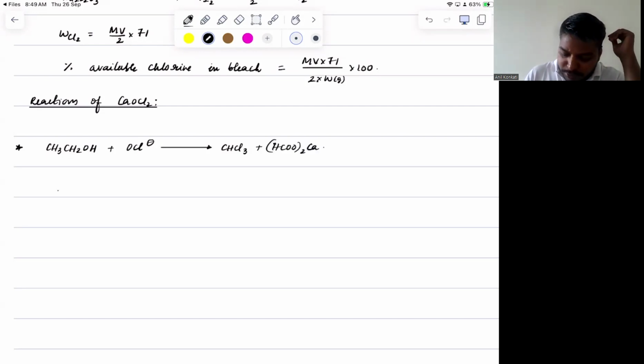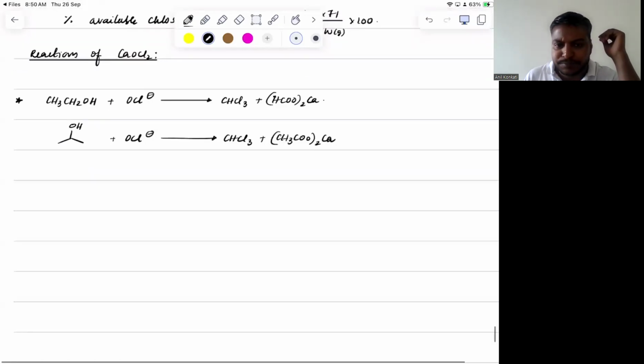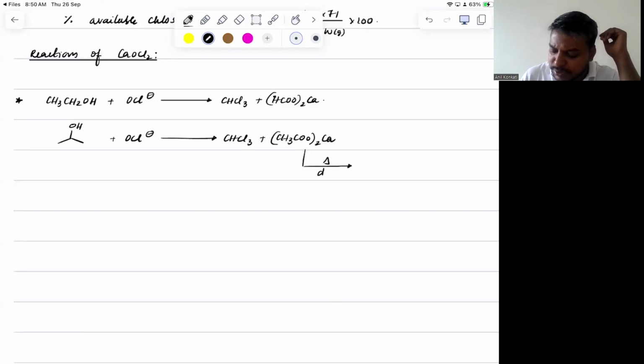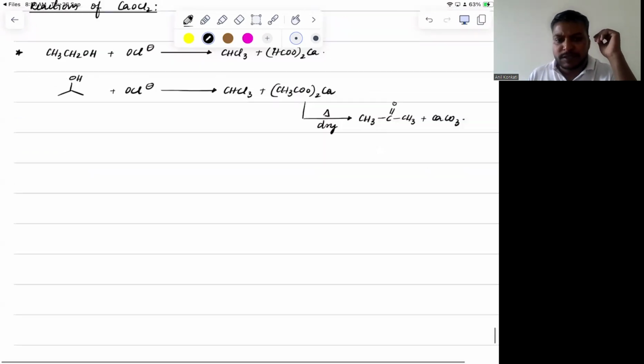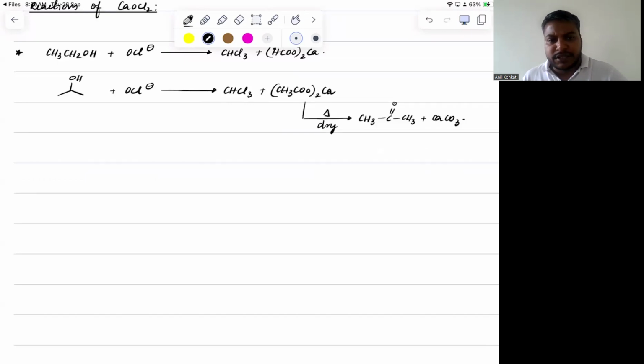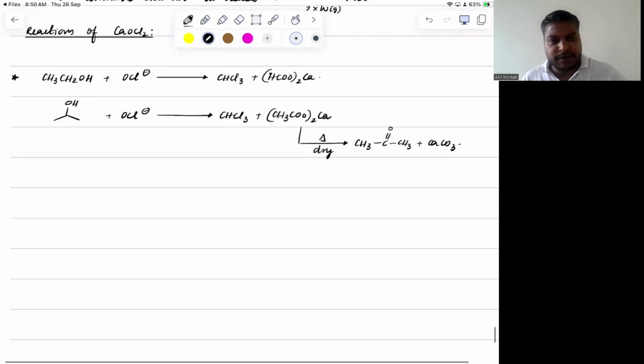Okay. The product can also be formed even if you have this kind of alcohol with OCl minus. Here also we'll get CHCl3 plus (CH3COO)2Ca. Okay. Now by chance, if you do a dry distillation of this, we end up getting ketones again, C double bond O with CH3, plus CaCO3. Okay. In fact, industrially, haloform is prepared this way.